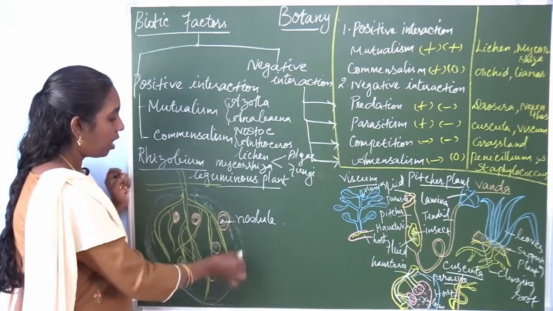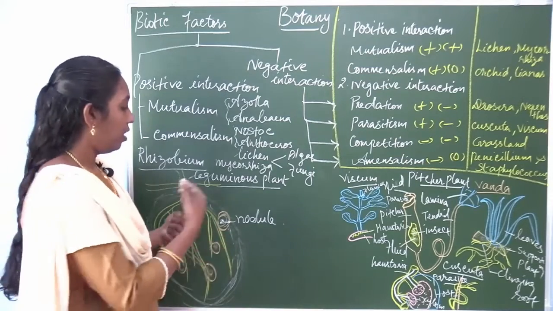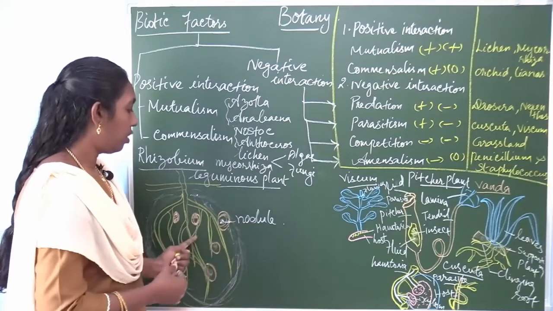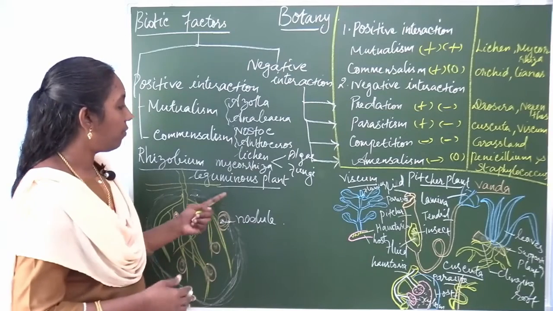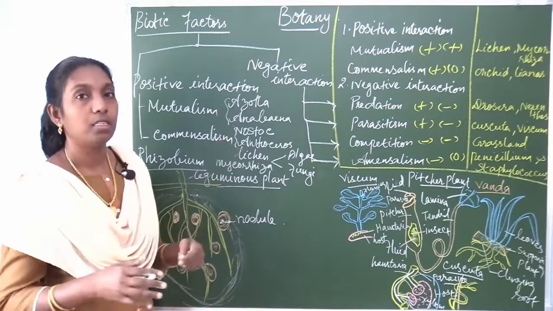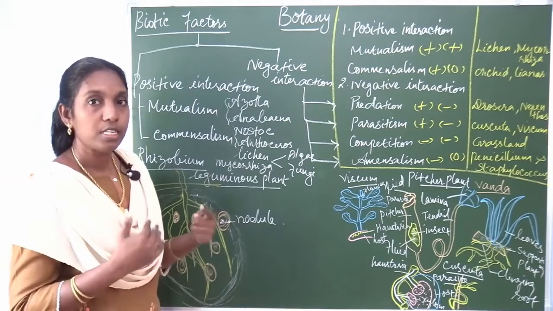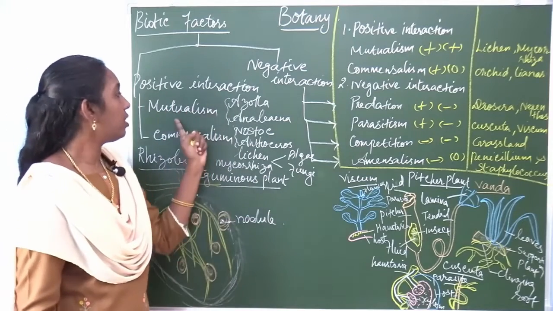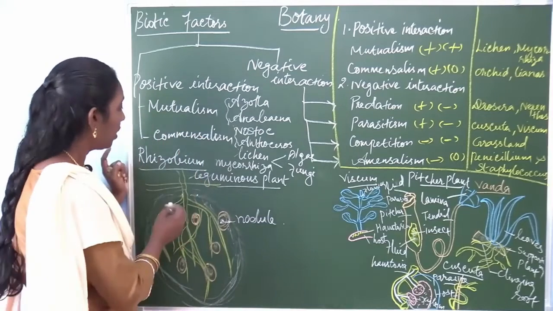This fungus degrades materials rich in humus, so it supplies food to the root, and the root gives shelter to the fungus. So both are mutually benefited, and this is called mycorrhiza. Then Anabaena in the coralloid roots of gymnosperms also gets shelter. So you write these examples for positive interaction, mutualism.